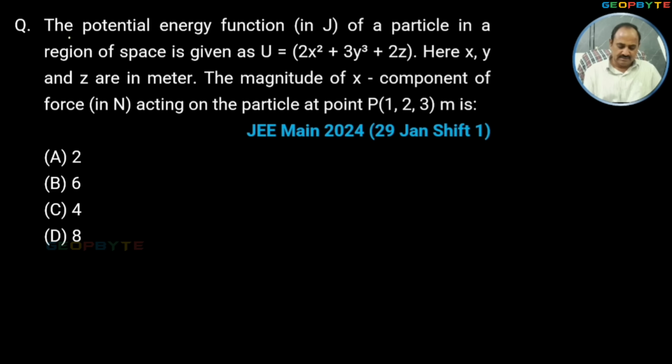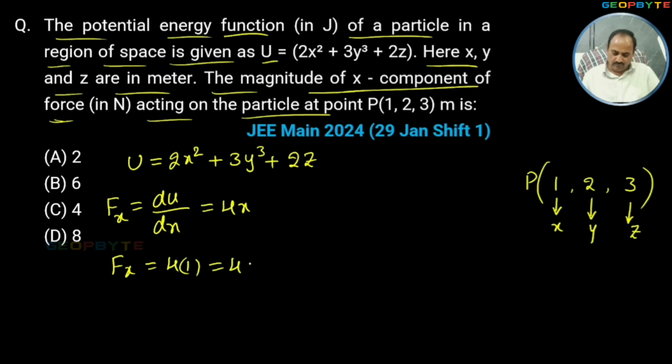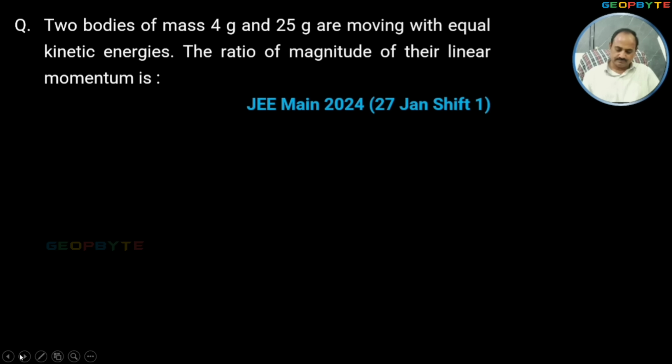Now you are asked to decide the magnitude of the x component of force. X component of force equal to minus dU by dx. Just it is 4x. But x equal to how much? 1. Therefore, the x component of force is 4 into 1 equal to 4 newtons. That is the answer. Very simple question. It was asked in JEE Mains 2024, January shift 1, 29th. Similarly, look at another important question.